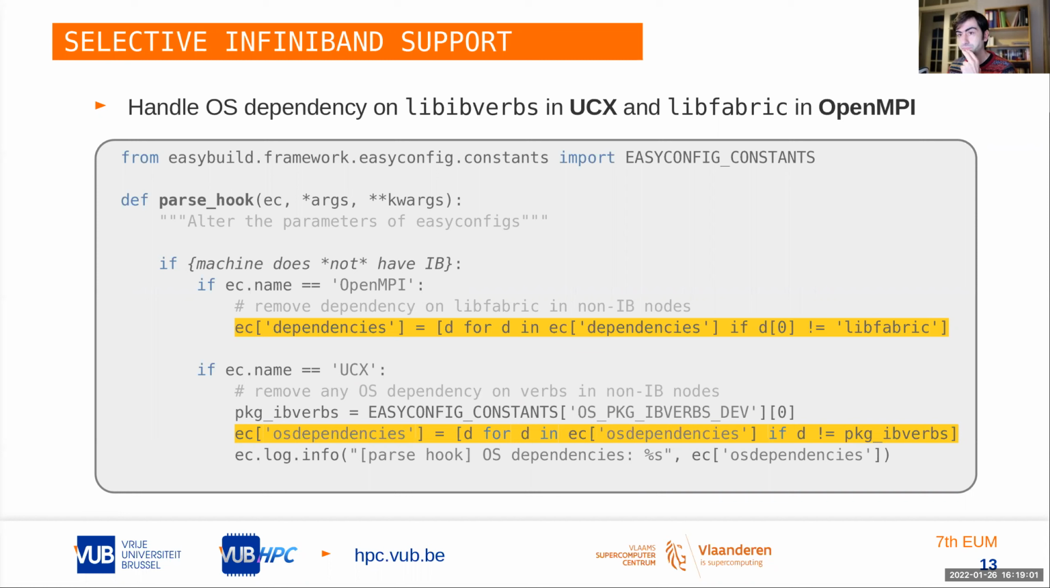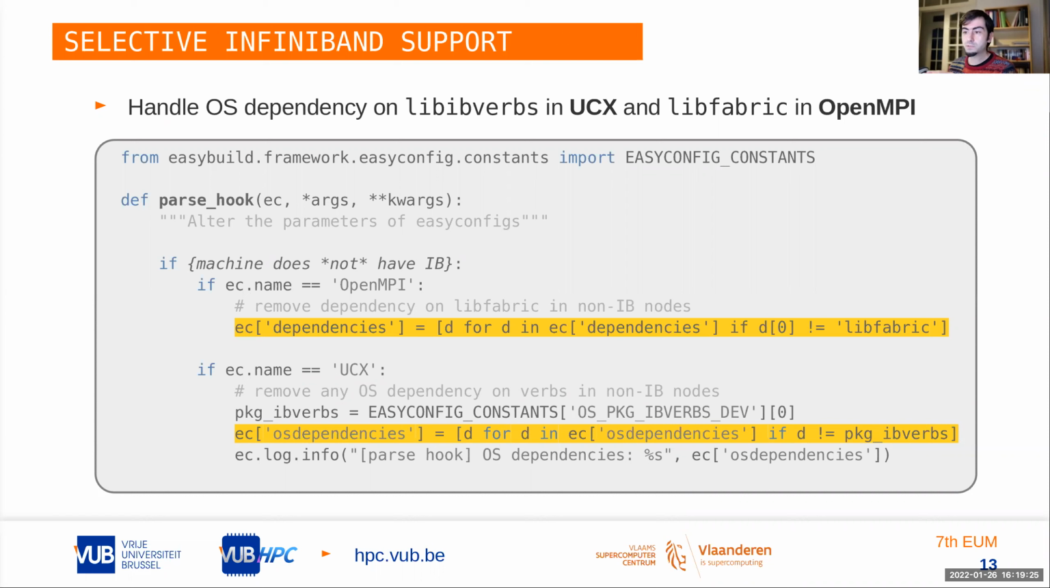And here, what you see highlighted in yellow is just parsing all the dependencies of OpenMPI and then removing libfabric on those nodes that do not have InfiniBand. And we do the same for UCX. We parse the OS dependencies and remove ibverbs there.